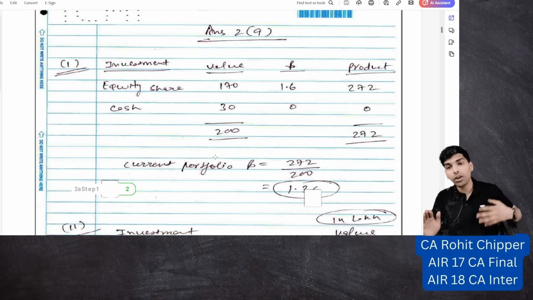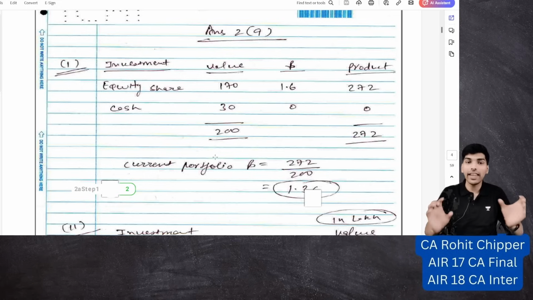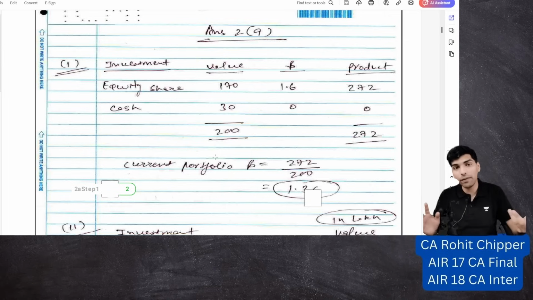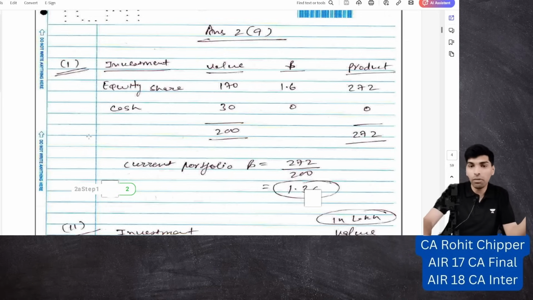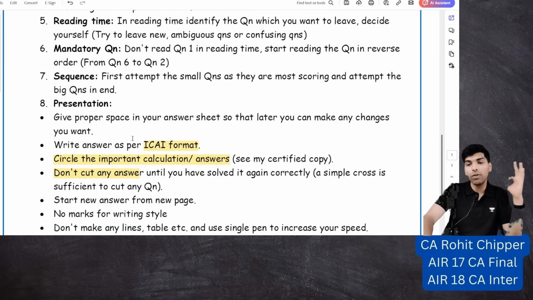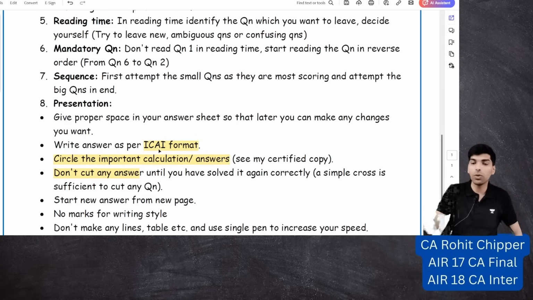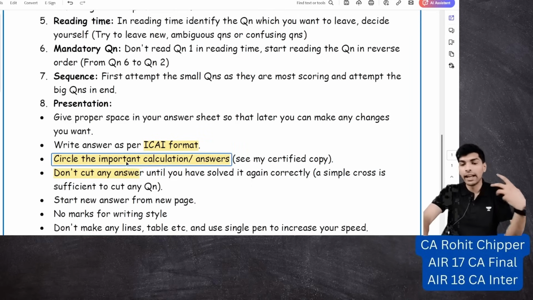But if you have followed your own pattern of answering, then the examiner may have difficulty identifying each step, and he may miss some steps and you will not receive the full marks. So always and always follow the ICAI format if it is possible. If it is a new question, then no one can answer as per ICAI format because no one knows the format. Next is circle the important calculations and the answers.